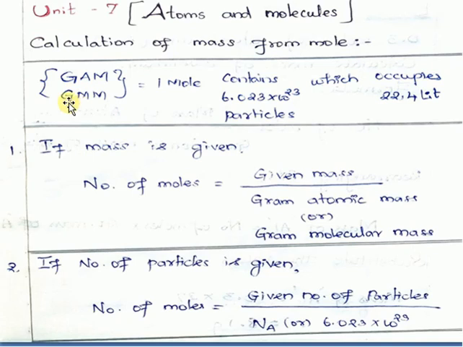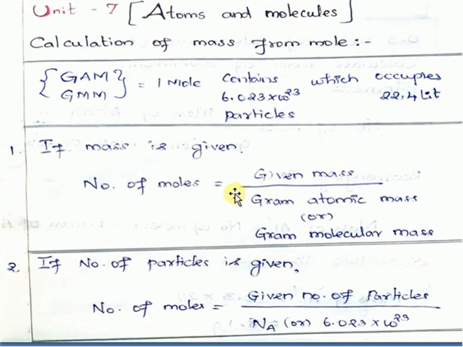If I say 32 grams, this is equal to 1 mole. If I say 64 grams, which is equal to 2 moles. So 32 into 2, 64. So it is 2 moles. Like that, if a mass is given, how to calculate the number of moles?